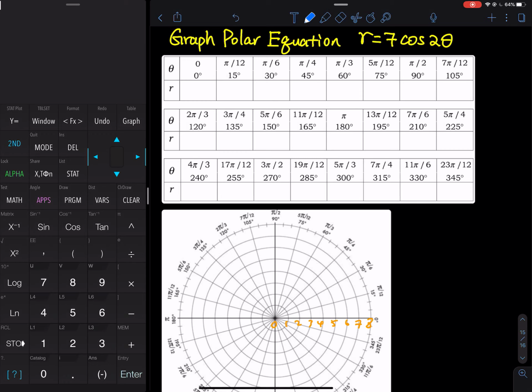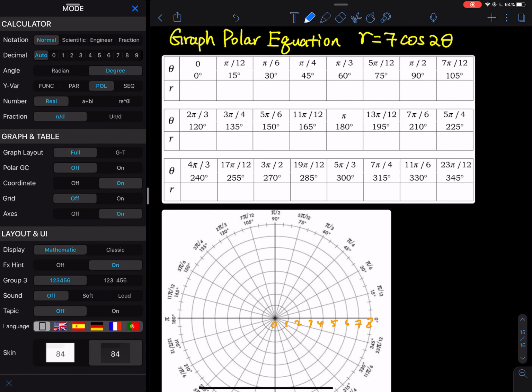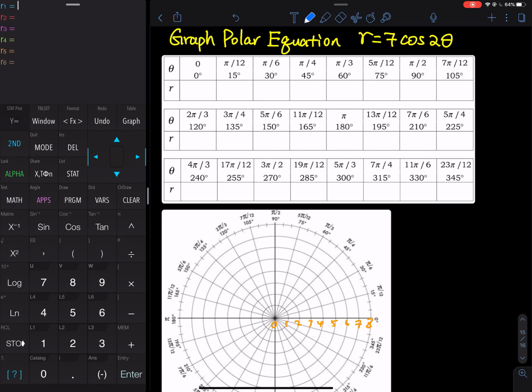This polar equation: r equals 7 times cosine of 2 theta. First, you have to go to the mode on your calculator. Make sure the third line is on degree, the fourth line is on polar, POL. Alright, and then you go to second mode to quit. You go to y equals, and then you enter the equation.